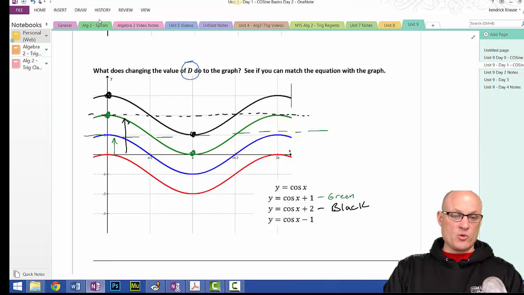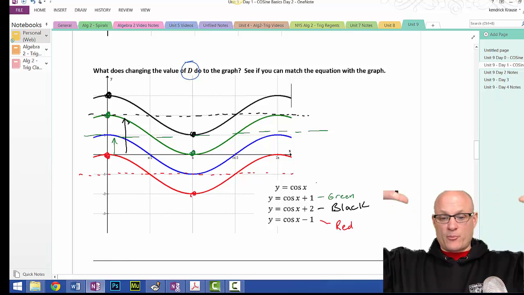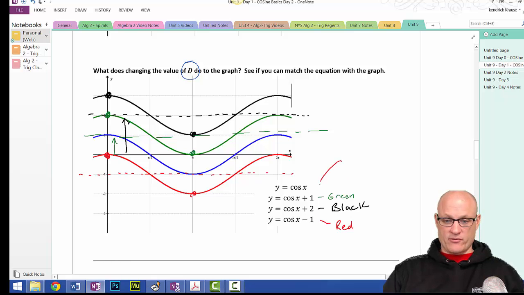Let's take a look at the red one. The red one has a max here. It has a minimum here. Therefore, the midline has to go right down the middle of that one. And that one's midline is -1. So this one right here must be the red one. And of course, the blue one is just the normal cosine curve. No vertical shift up or down. Remember, this thing at the end is the vertical transformation, up or down. All right, let's move on.